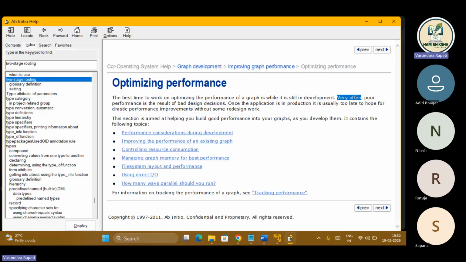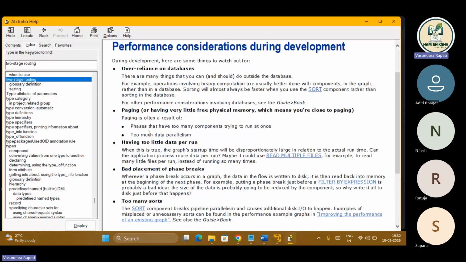Very often, poor performance is the result of bad design decisions. Once the application is in production, it is usually too late to hope for drastic performance improvements. Like, precautions are better than cures, right? Then, performance considerations during development.